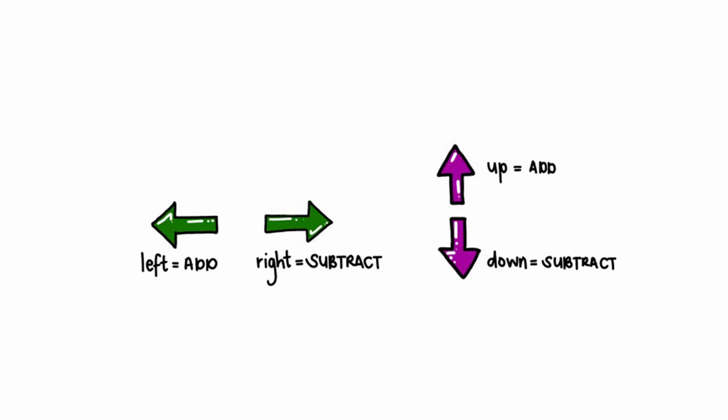If we're sliding up, we add to q. If we're sliding down, we subtract from q. Sliding to the right, we subtract from p. Sliding to the left, we add to p.